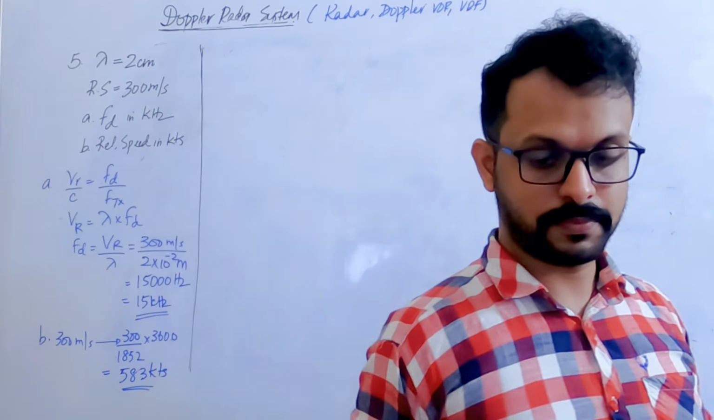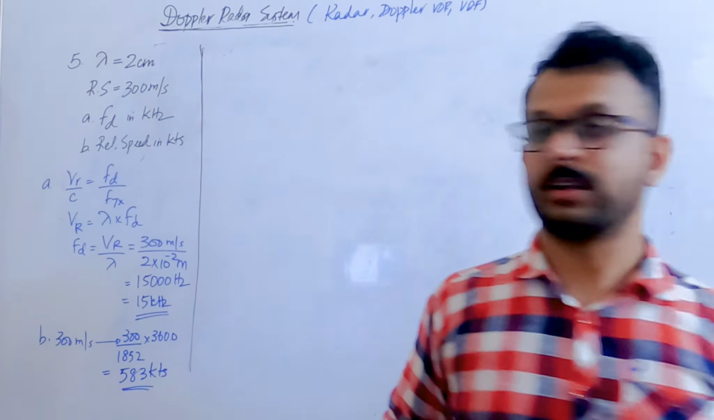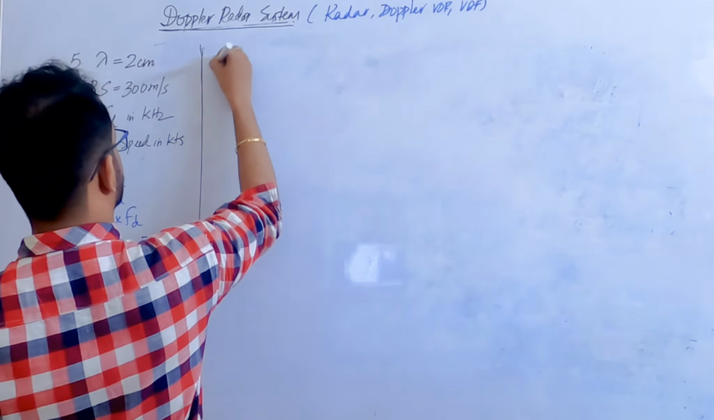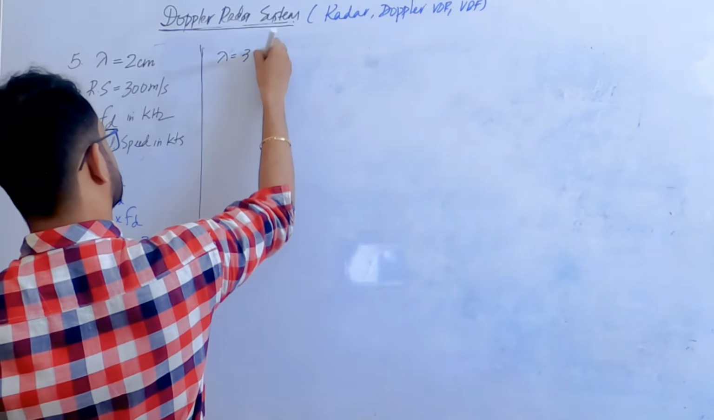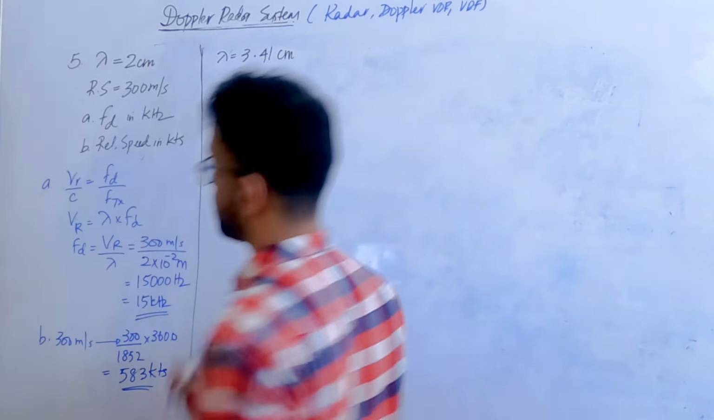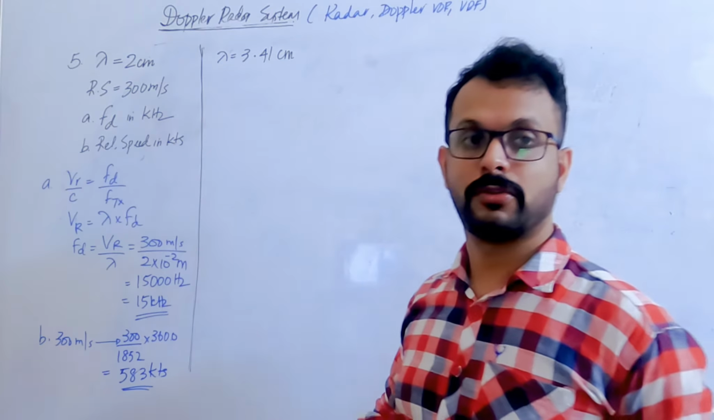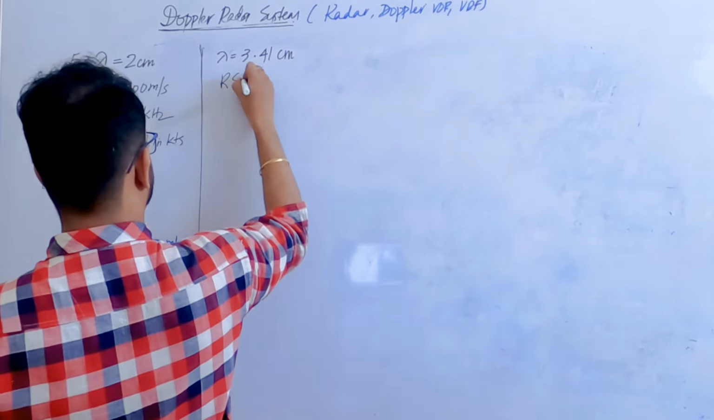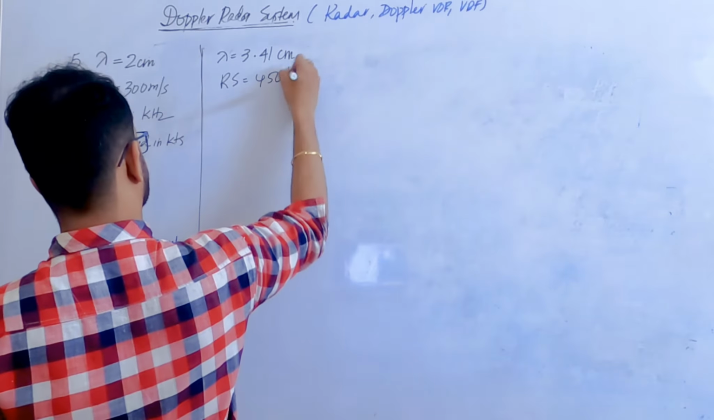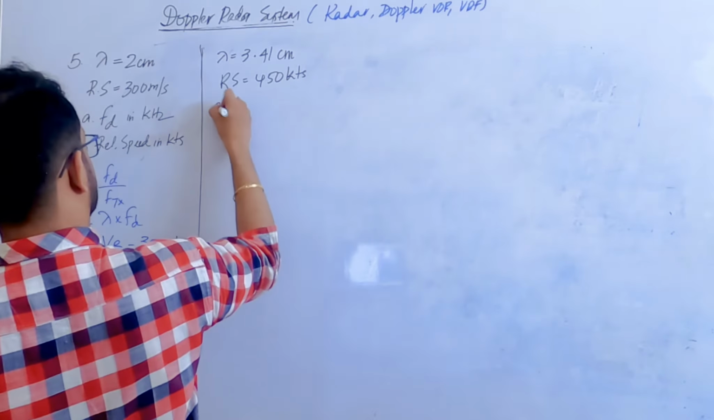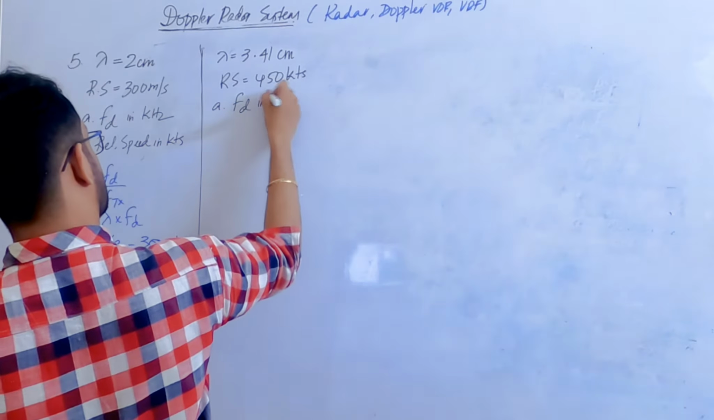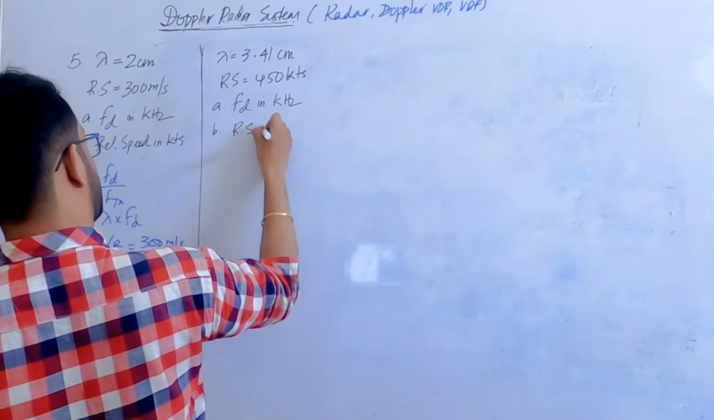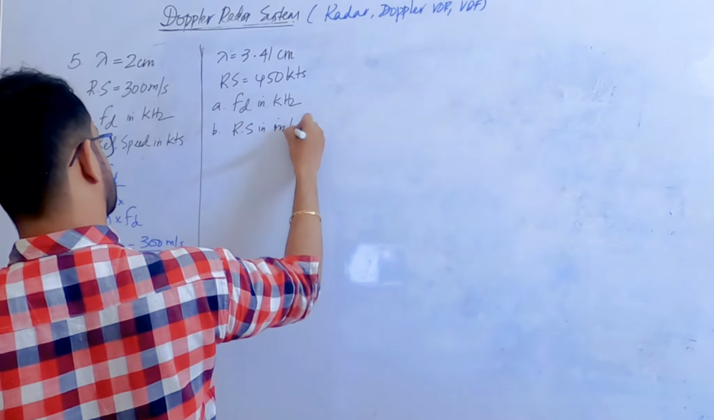Right? Alright. Next one. They're given a transmission wavelength of 3.41 centimeters. They're given a relative speed in knots as 450 knots. You are asked to find out frequency shift in kilohertz, and this time a relative speed in meters per second.